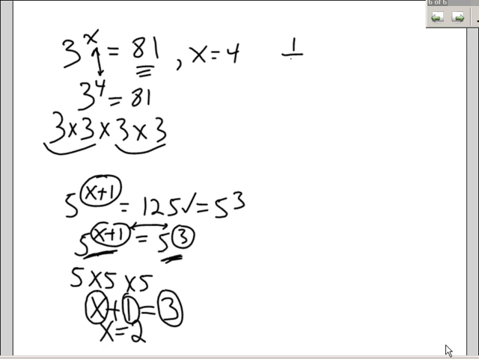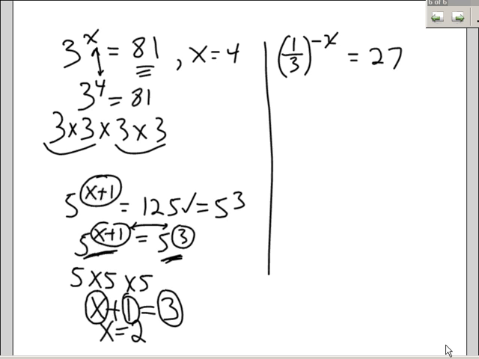You have 1/3 to the negative x is 27. First thing I would do is get rid of the negative sign. If you want to get rid of the negative sign and just have a power of x, you have to flip over the base. Done. I flipped over the base. They come in pairs. You flip over the base, you change the sign of the power.